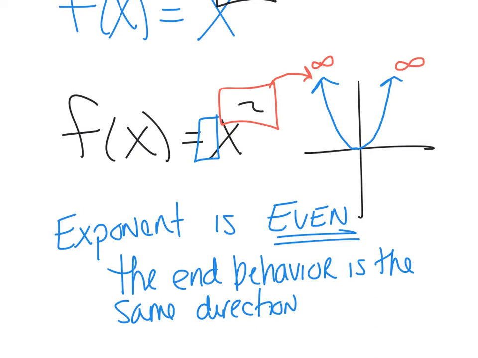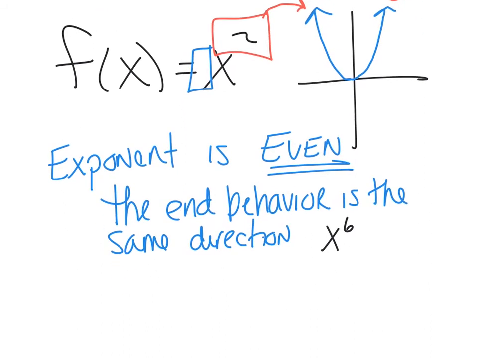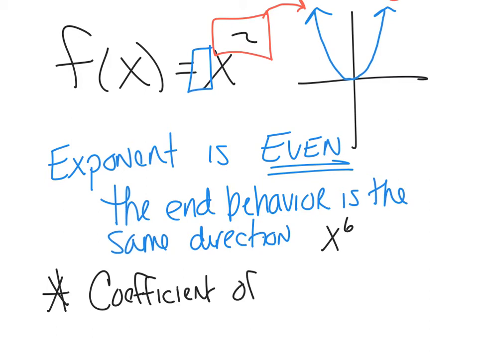Okay, so if I said x to the 6, you also should be picturing the end behavior at the ends either going both up or both down. They go in the same direction. Now, what tells it to go up versus down? Okay, so now you need to pay attention to the coefficient, which of course just means the number in front of, so jot that down if you need to, the coefficient of the largest term.